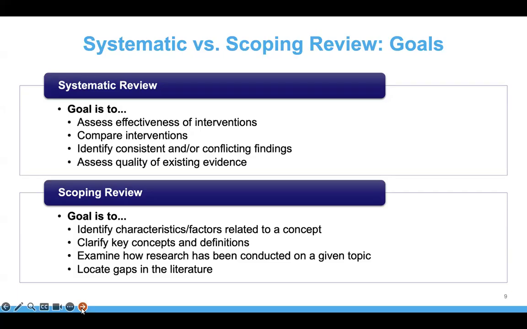Overall, if we were to place these goals into wider baskets, with a systematic review, the overall goal is to inform clinical practice, which can include clinical decision-making or policy-making, whereas with a scoping review, the overall goal is to map the literature and identify gaps in knowledge or trends.